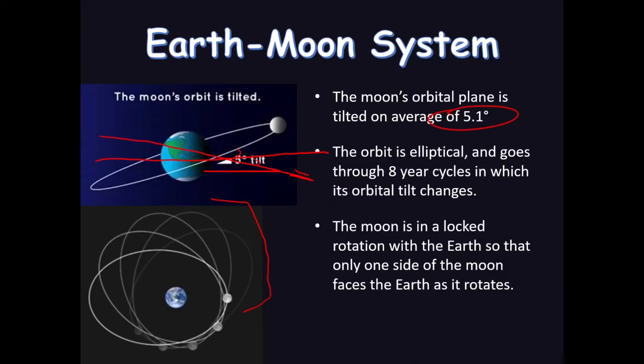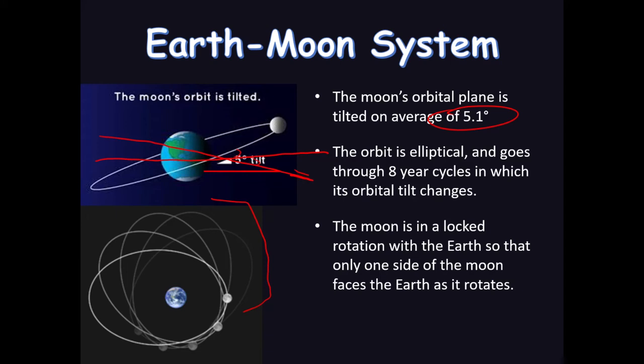So now the Earth and the Moon system, of course, the Moon is orbiting around the Earth and it is kept in place by the gravitational pull of the Earth on the Moon. So the Earth is tugging on the moon, pulling it in, but the moon is also spinning around the Earth. And so that centrifugal force balances with the tug of the gravitational pull of the Earth.